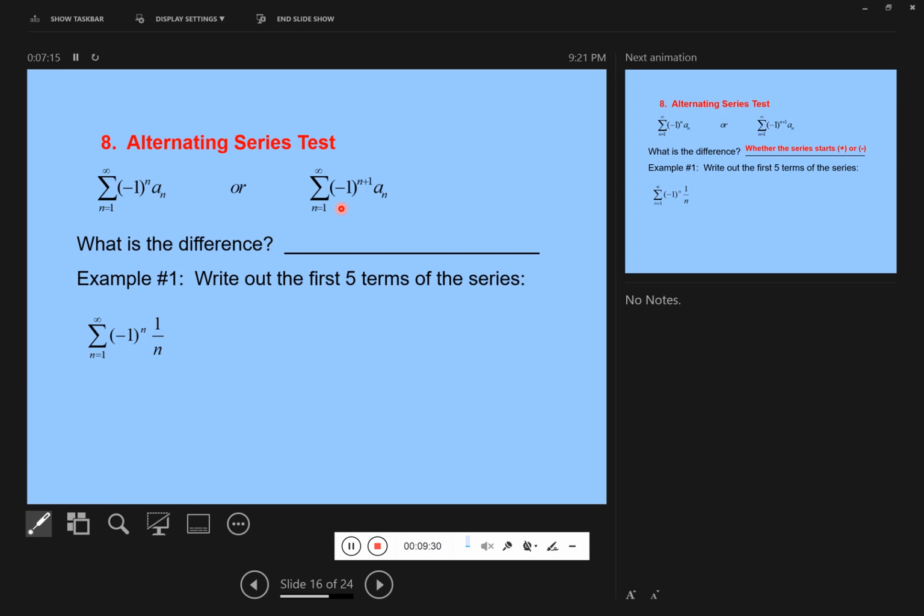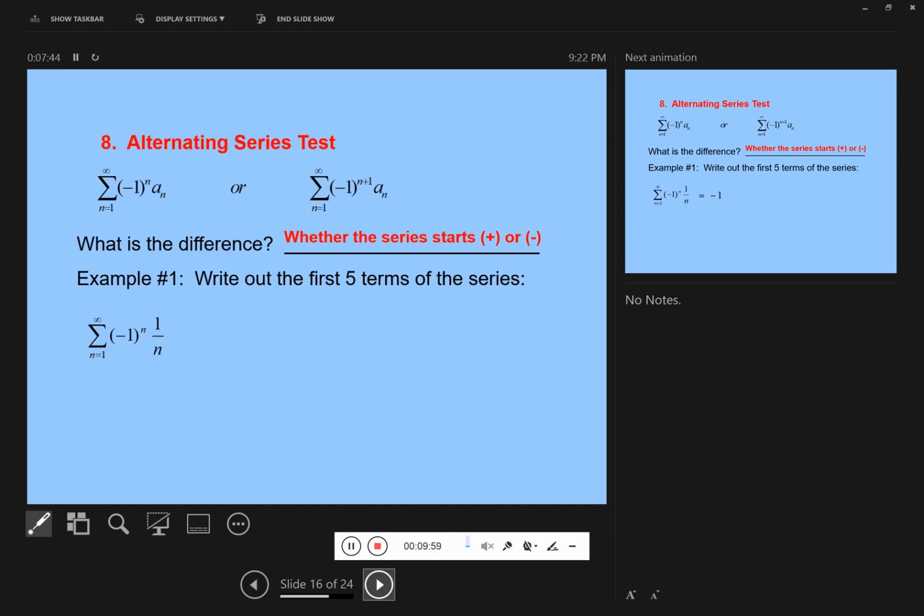Well, look at this one over here. It's almost the exact same thing, except it's -1 to the n plus 1. Well, it's still alternating. If n equals 1, then you actually have -1 squared, right? So it starts positive. But if n equals 2, then you have -1 cubed, which is negative. So the only difference in those 2 series is whether they start with a positive or a negative. But they're both alternating from a positive term to a negative term and back and forth.